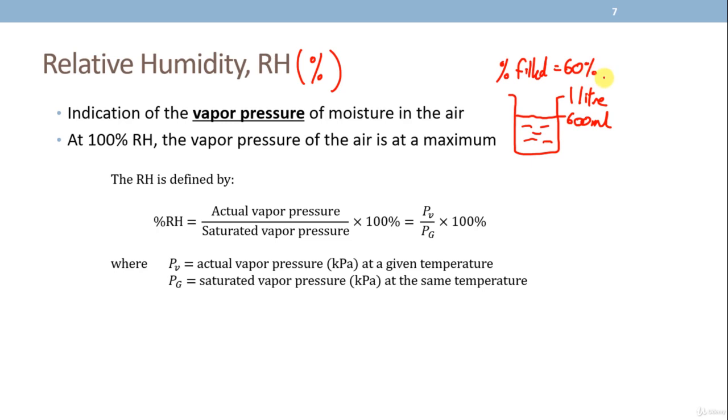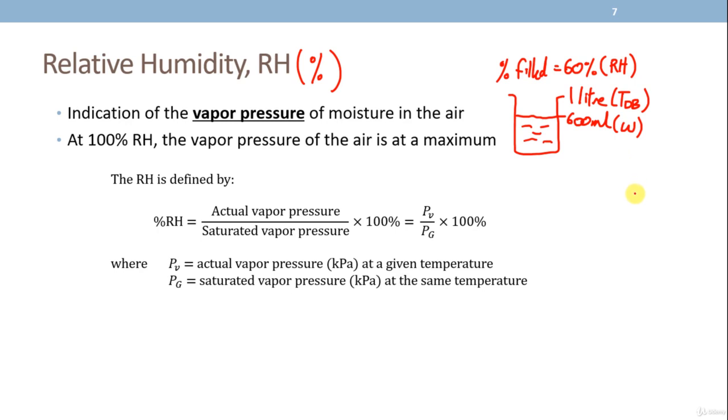Why am I using this illustration? Very simple, because each of these properties represents one of the air properties. The container size is equivalent to your dry bulb temperature. The amount of water inside the container is equivalent to your humidity ratio. Humidity ratio, I forgot to mention just now, the symbol is actually omega. It's not really W, it's omega. And finally, the percentage filled in the container is as good as the relative humidity.